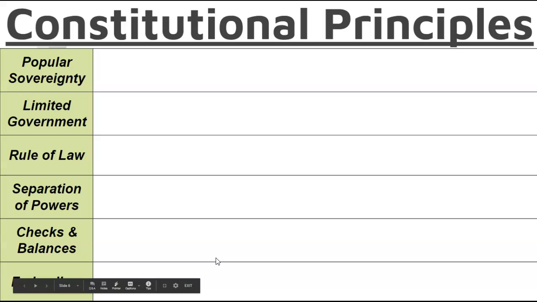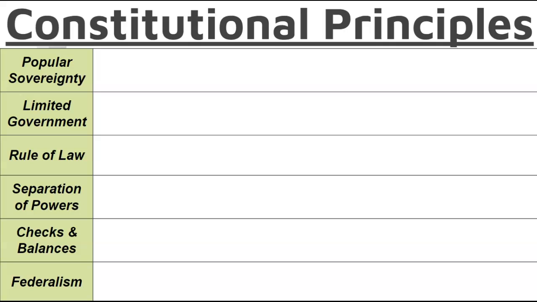Here is the homework that you have for today. You need to go through a reading, which I'll show you in a second, that explains the key ideas of the Constitution. We will call these the constitutional principles. There are 6 in total. The first one is popular sovereignty. The second one is limited government. The third one is rule of law. The 4th, separation of powers. 5th, checks and balances. And lastly, federalism.